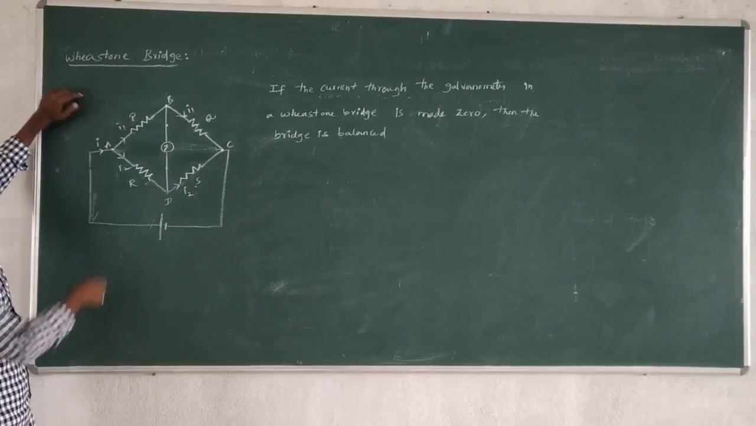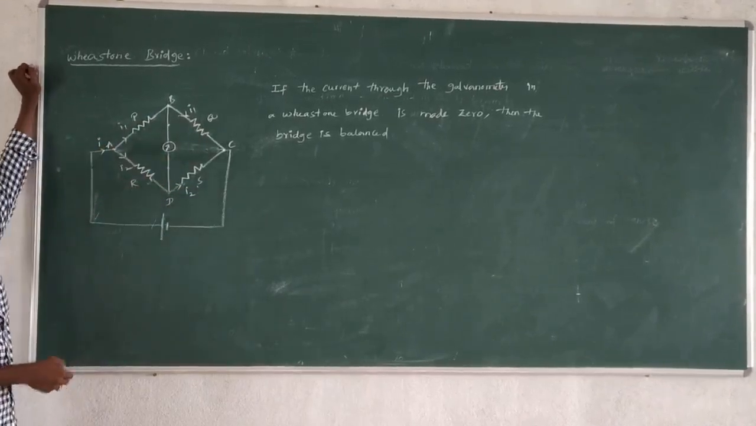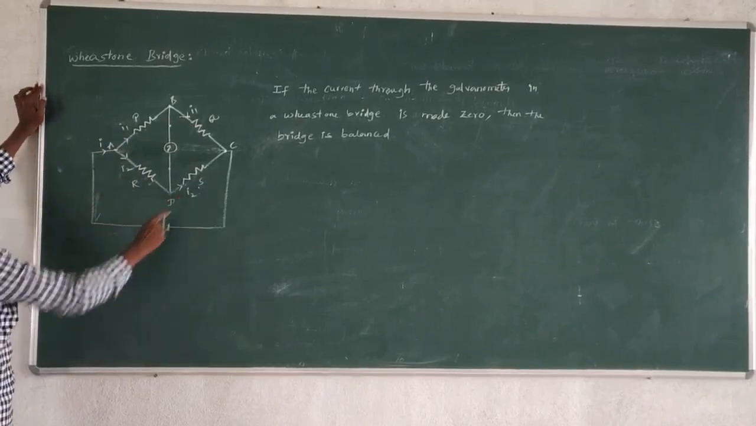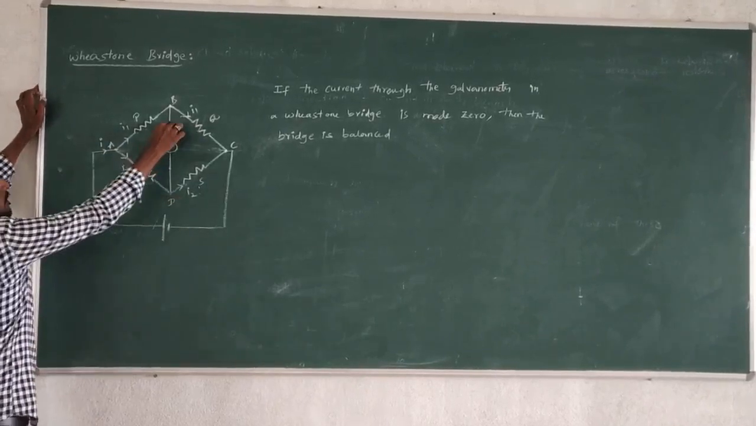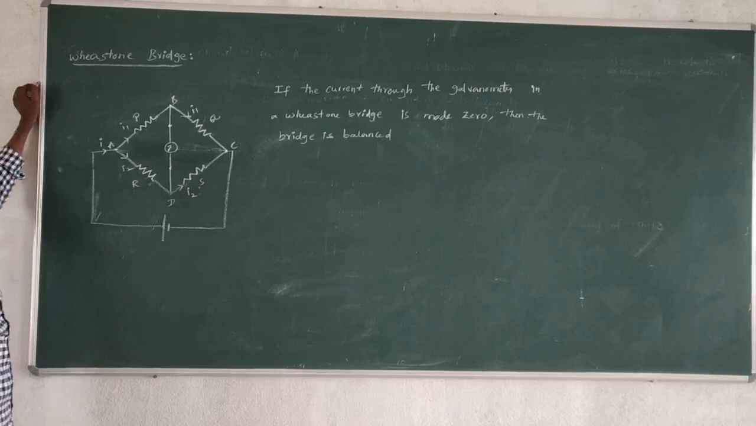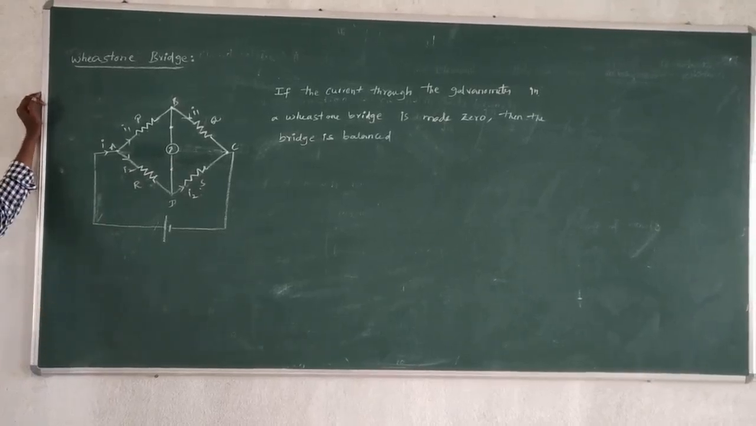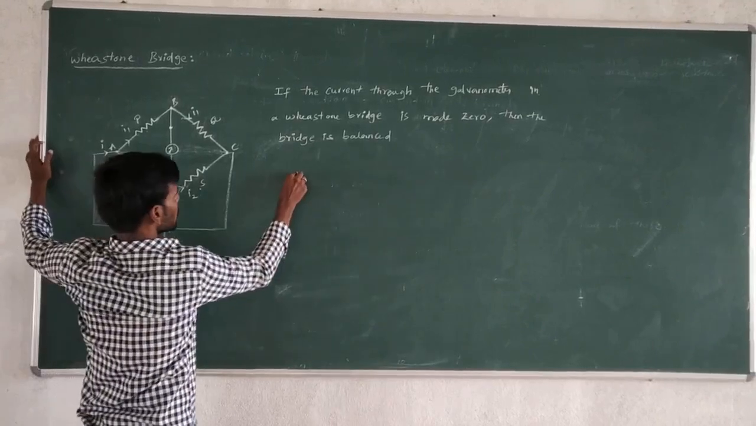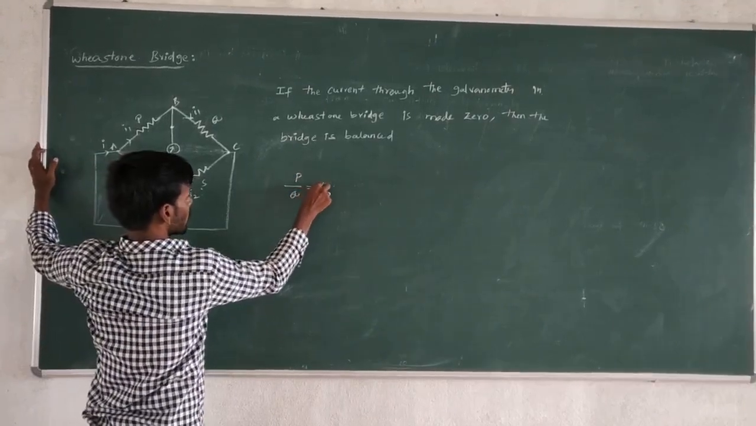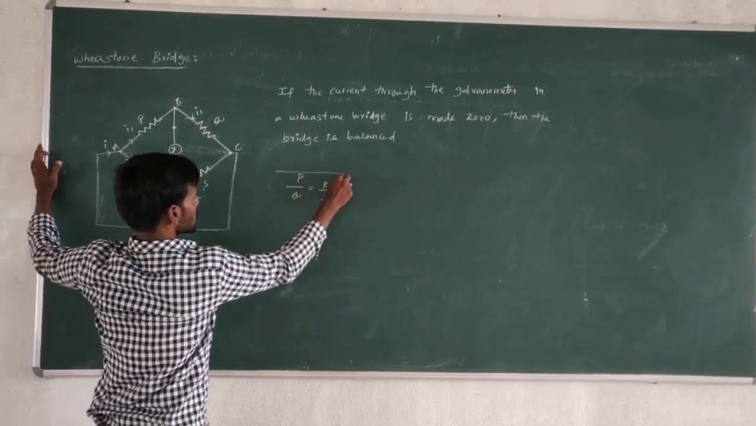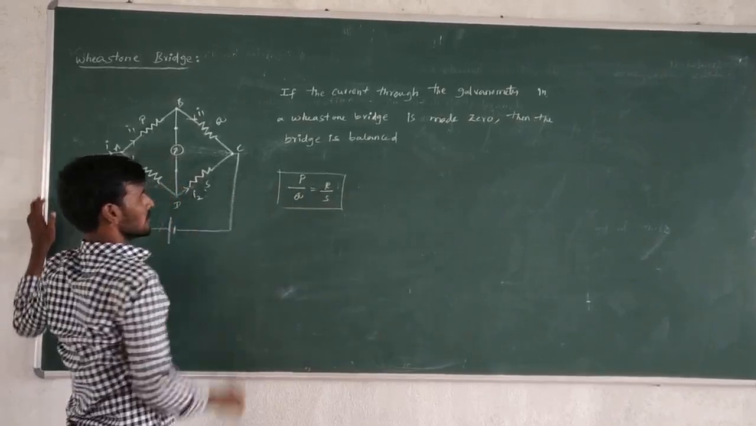So the current in the P and Q resistors is the same, and the current in the R and S resistors is the same. The potential difference between the ends of the galvanometer becomes 0. Under balanced conditions, the Wheatstone bridge is represented by P by Q is equal to R by S. So this question has the balanced condition of a Wheatstone bridge.